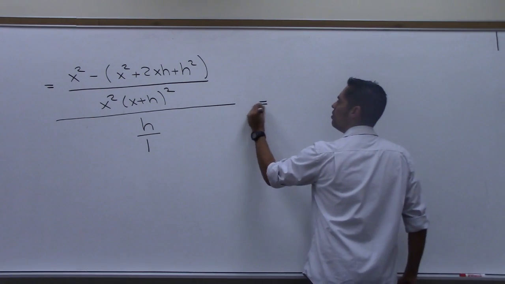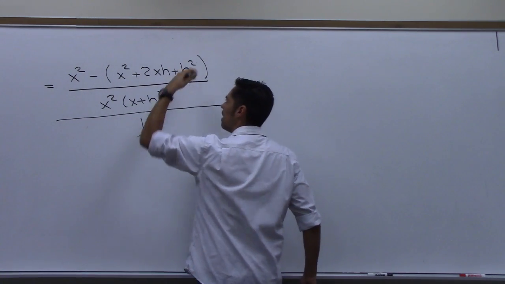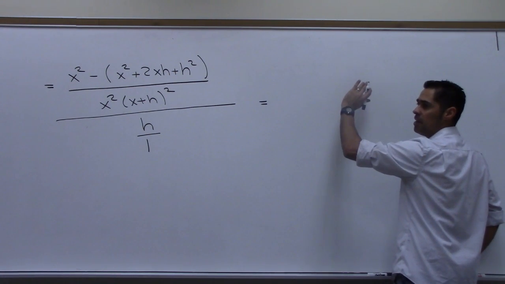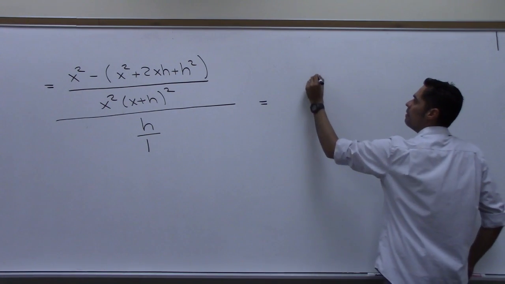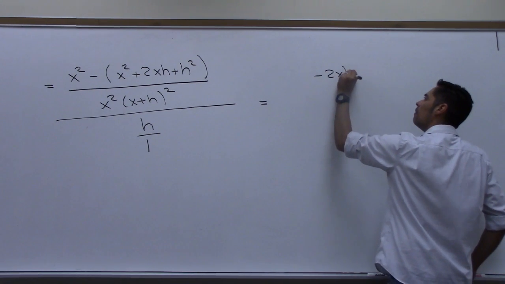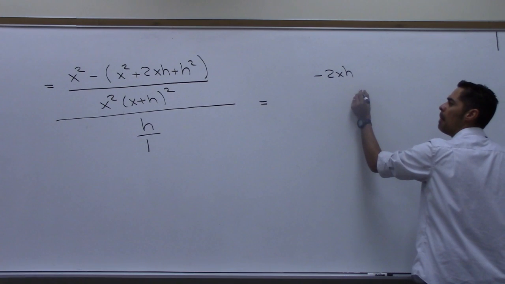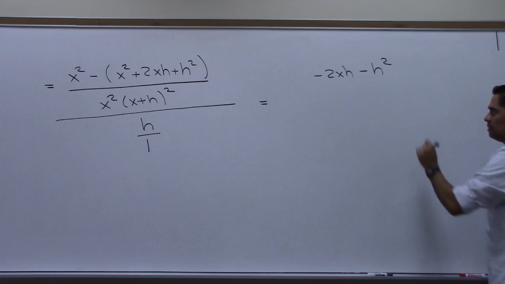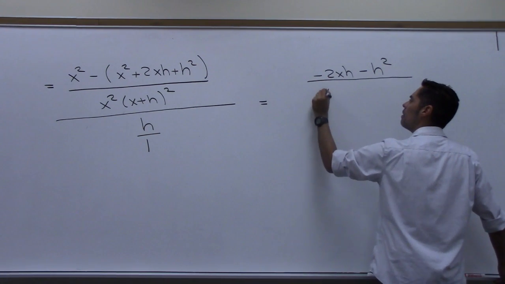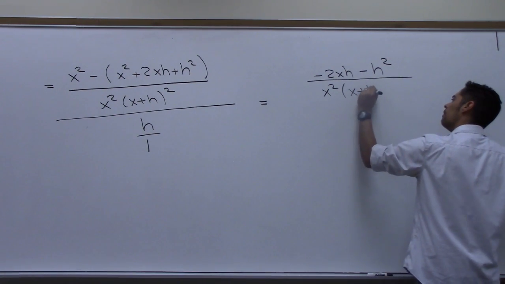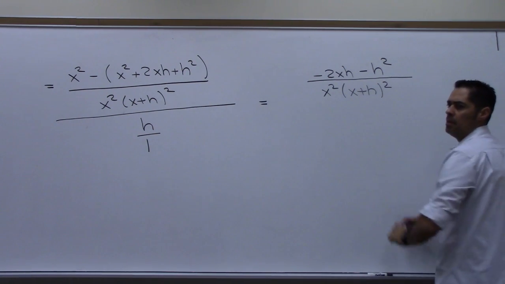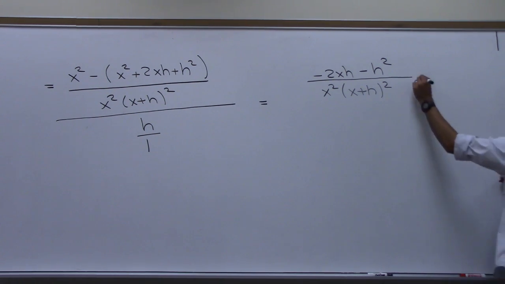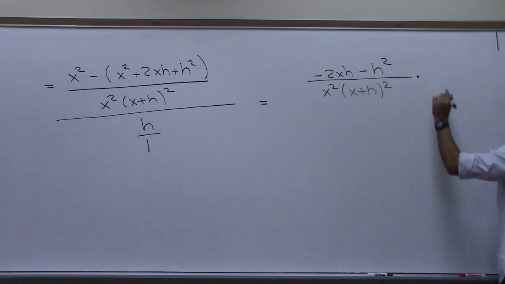What is this new numerator going to be after you pass this negative through and cancel stuff out? What do we have? X squared minus x squared. So they're gone. X squared minus x squared is gone. And then negative 2xh, and then negative h squared, over my common denominator. And then all of this over h over 1. Which now, is it all right if I flip it now and bring it up? So I would really be multiplying this times what? 1 over h.